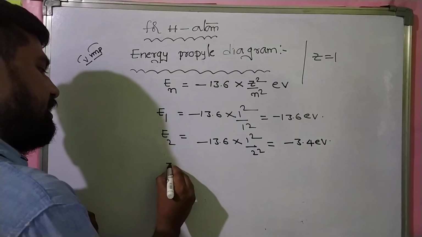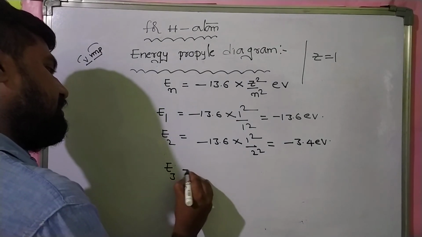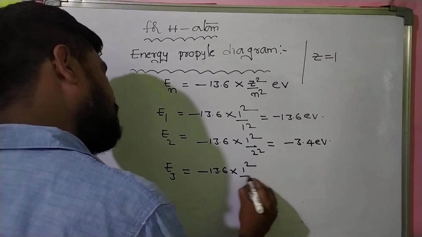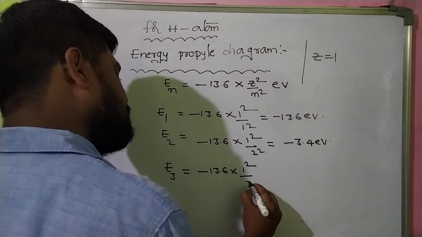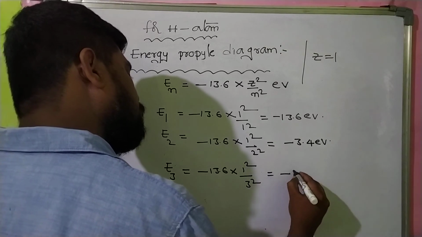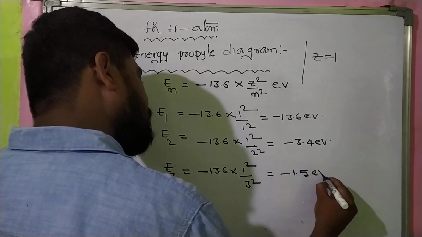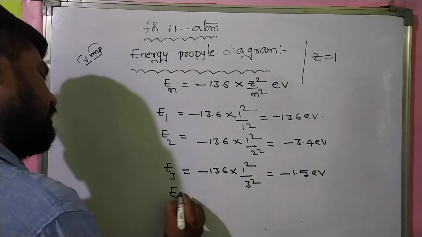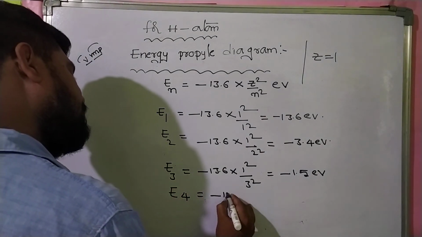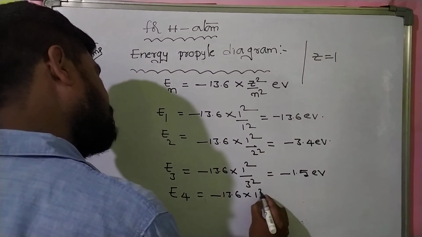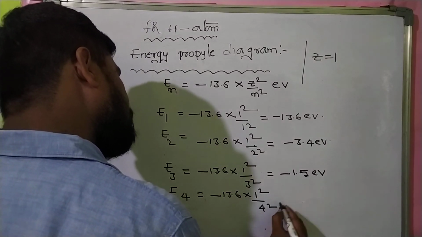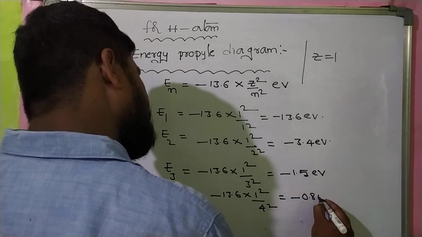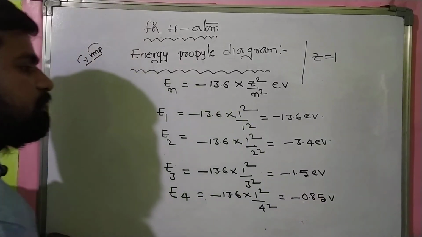Now write E3. E3 equals minus 13.6 into 1 square by 3 square, with n equal to 3 in this case. So that equals minus 1.5 electron volts. Now E4 equals minus 13.6 into 1 square by 4 square. So that is minus 0.85 electron volts.